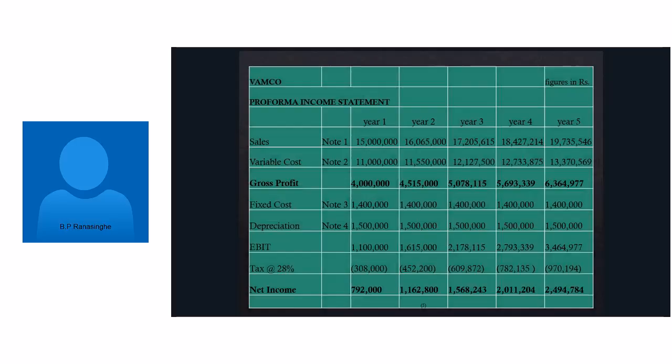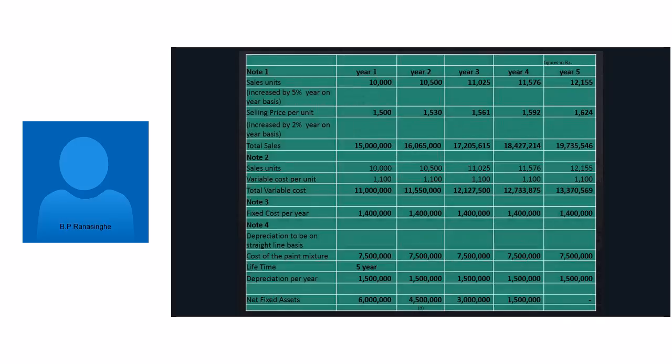So based on these figures, the EBIT, earnings before interest and tax, will be 1.1 million during the first year. The second year will be 1.6 million, 2.1 million, 2.7 million, and year 5 3.4 million. The prevailing tax rate would be about 28%. After deducting the tax, net income arrives at 792,000 in the first year, 1.1 million in the second year, 1.5 million in year 3, and 2.4 million at year 4. These are the figures that I have taken for my pro forma financial statements.